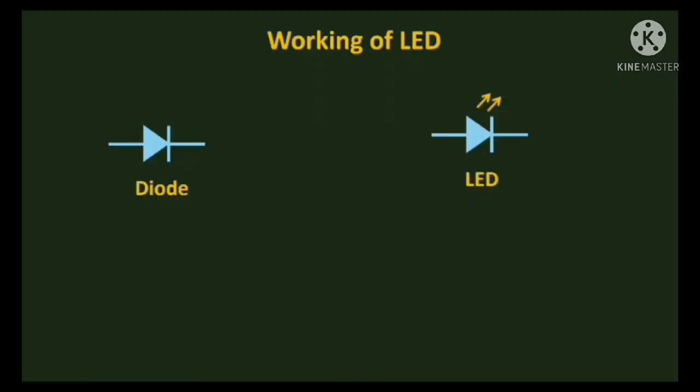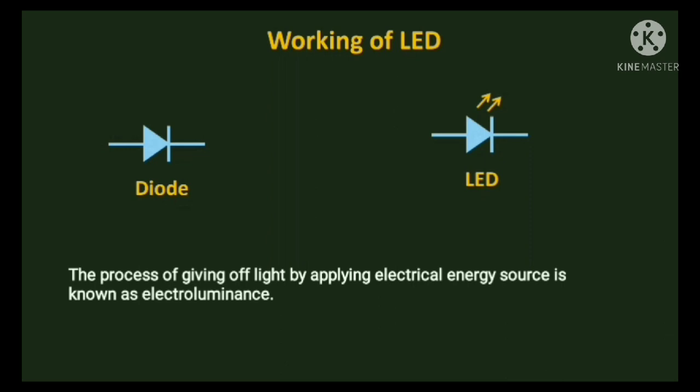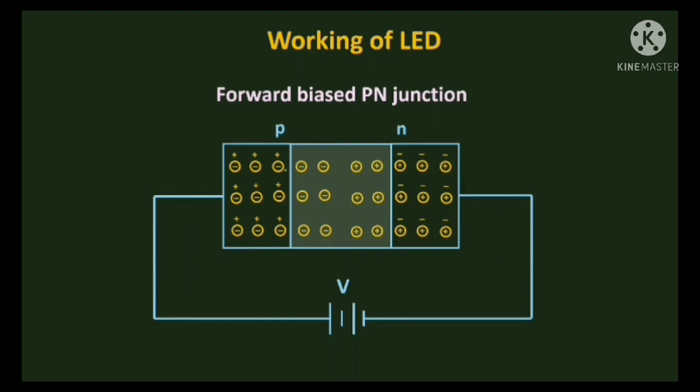So now let's see the working of the LED. Similar to the PN junction diode, it is also one kind of diode, but whenever current flows through it in the forward direction, it emits light of a particular color. In the PN junction diode, whenever it is forward biased, the holes on the P side start moving towards the N side, and similarly the electrons on the N side start moving towards the P side. In a way, both holes and electrons contribute to the flow of current, and during the movement these charge carriers recombine with each other.